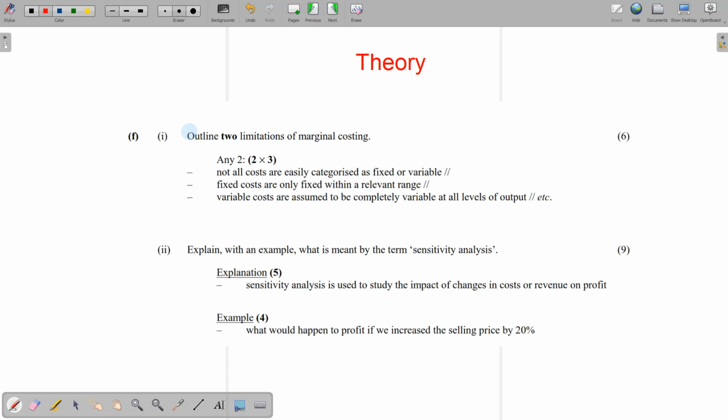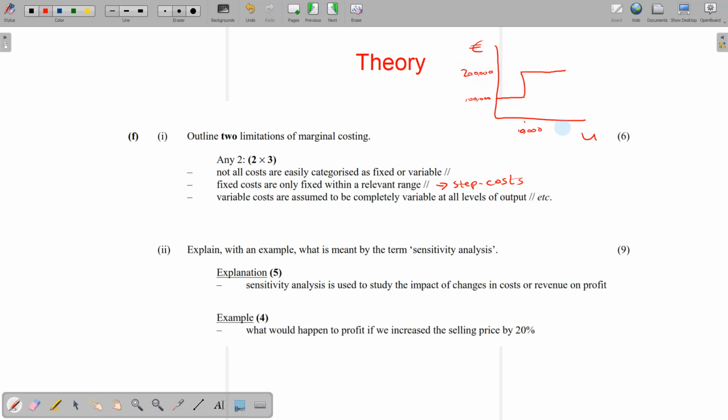Fixed costs are only fixed within a relevant range. So this is where we have what we call step costs. Let's say if we make 10,000 units, it's going to cost us, I don't know, 100,000 in fixed costs. Whether we create 0 units or 10,000 units, it's going to cost 100,000 because we only need one warehouse. Then if we make anything over 10,000, we'll have to buy a second warehouse.